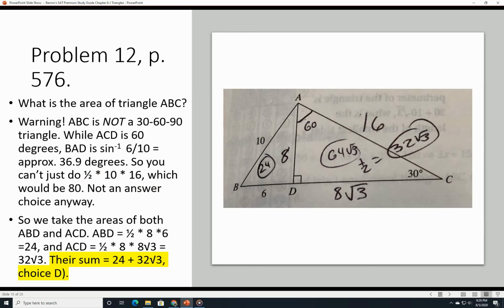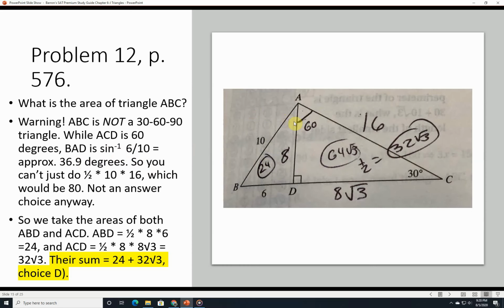So what you can do if you want me to prove that I'm right here, notice that the sine of angle A here would be the opposite over the hypotenuse, which is 6 over 10. And if you take the inverse sine of it, that's approximately 36.9 degrees. So this whole thing, this is 60 plus 36.9.